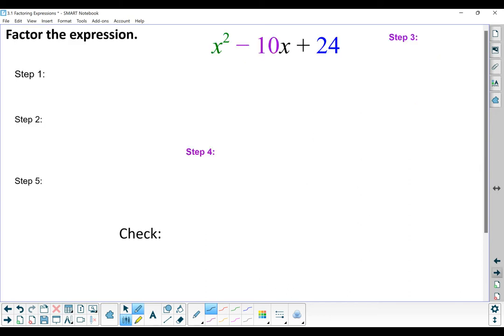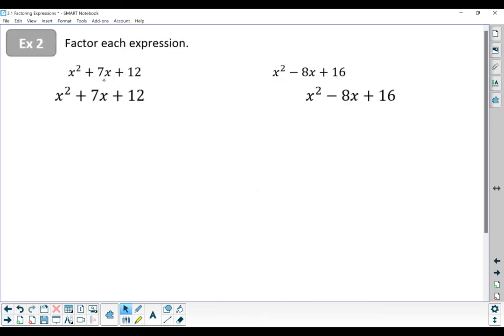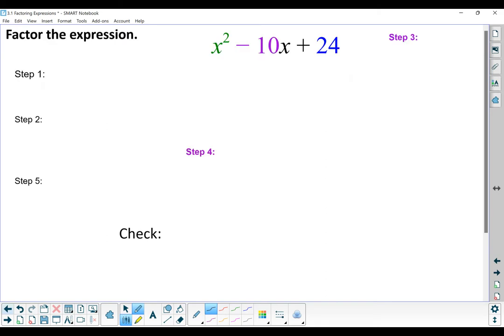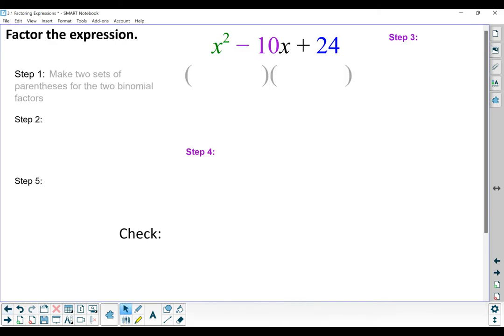Okay, factor this expression: x squared minus 10x plus 24. A lot of times we do a factoring problem and all we end up with is the answer. So we look back at our notes and we're like, well, I have no idea how that happened. So I have on your notes this little section that shows you the steps that we think through.